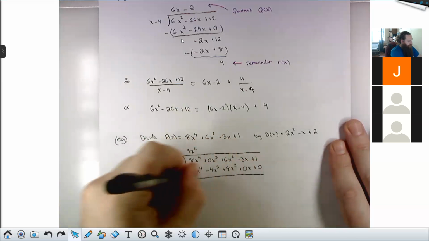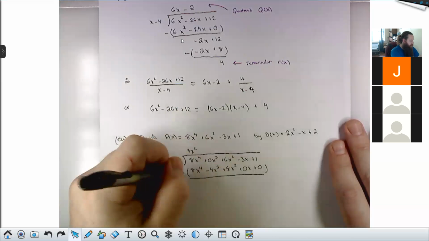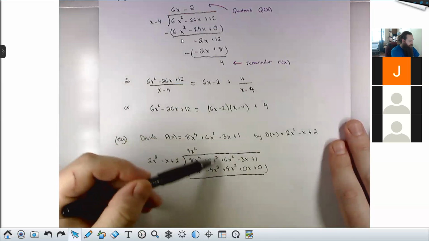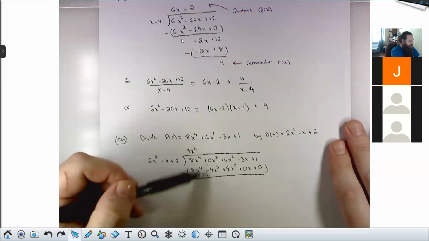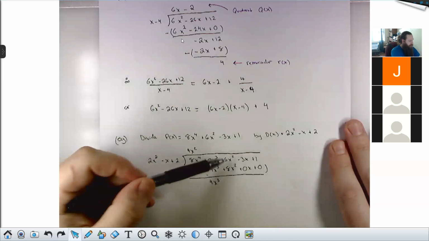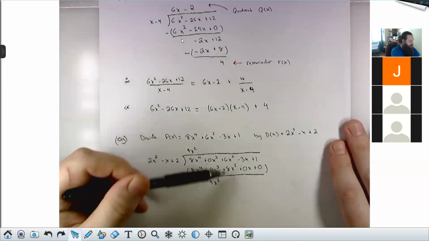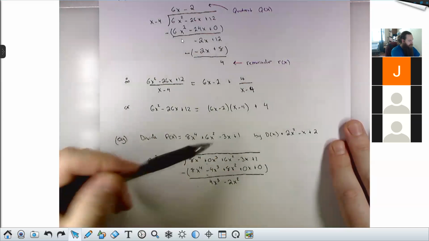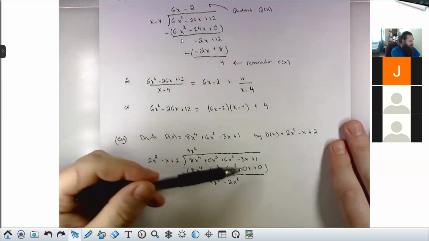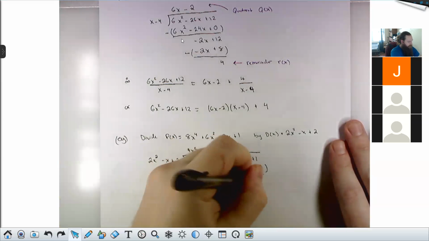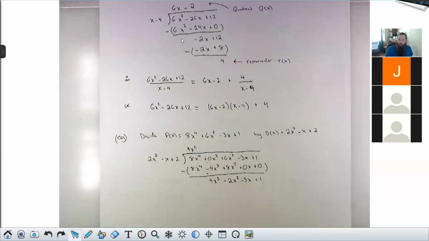I draw my line underneath, and I subtract the rows. This minus this is 0. 0x cubed minus negative 4x cubed is positive 4x cubed. 6x squared minus 8x squared is going to be negative 2x squared. Negative 3x minus 0x is negative 3x, and 1 minus 0 is 1. And that's what one loop looks like here, this larger polynomial.